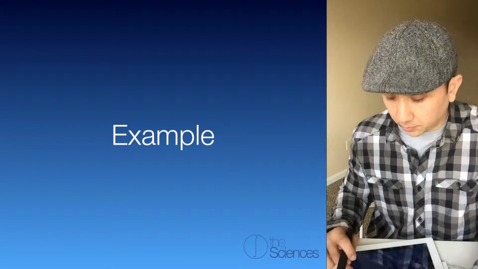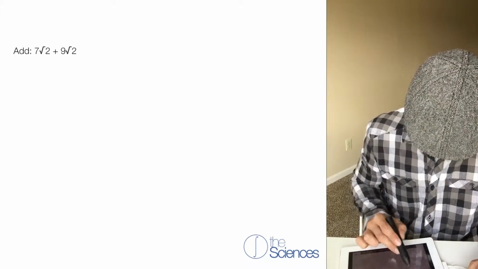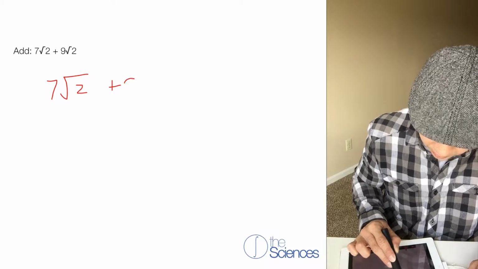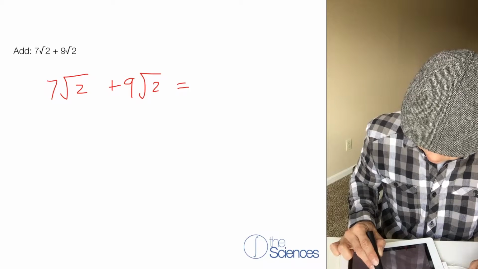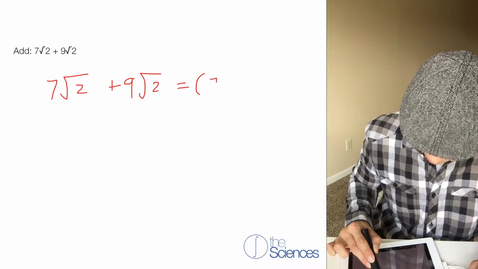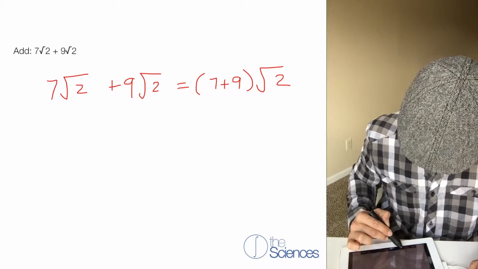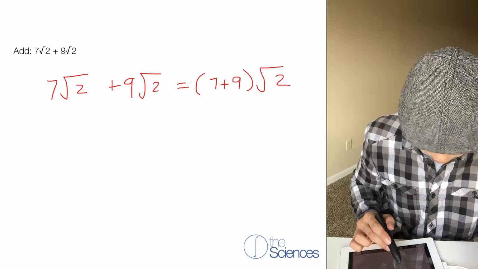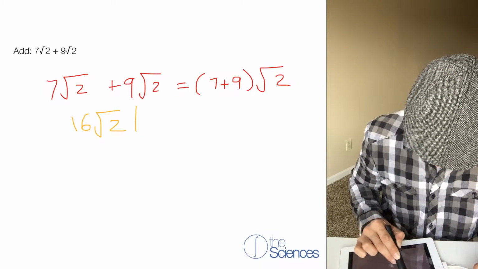So let's do an example. Let's add 7 square root of 2 plus 9 square root of 2. So by factoring, we get 7 plus 9 times the square root of 2. So 7 plus 9 is 16, 16 square root of 2.